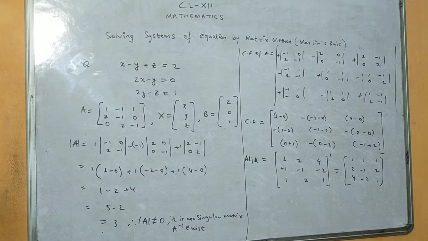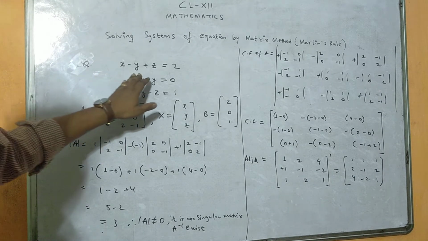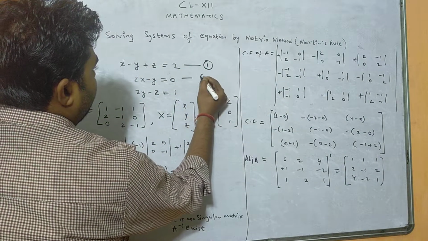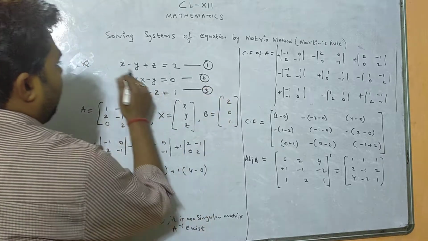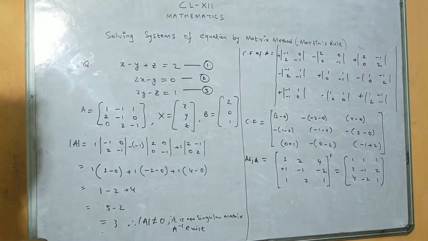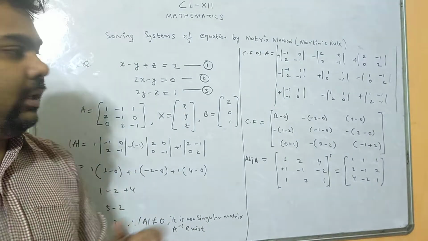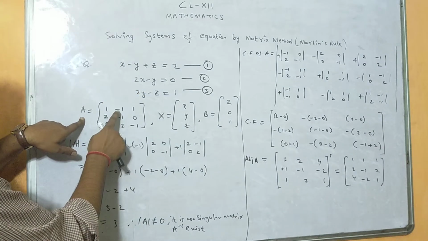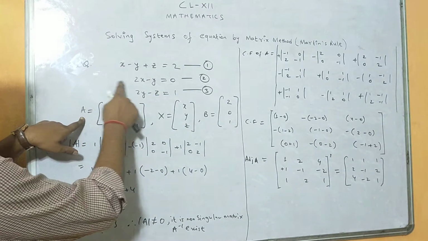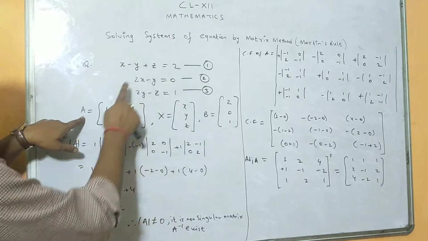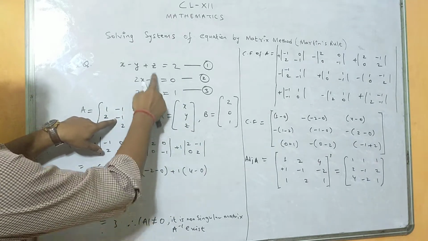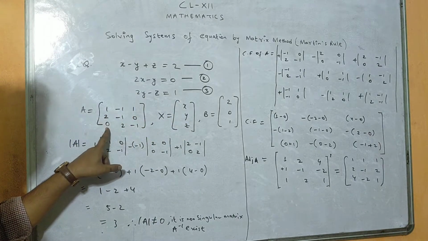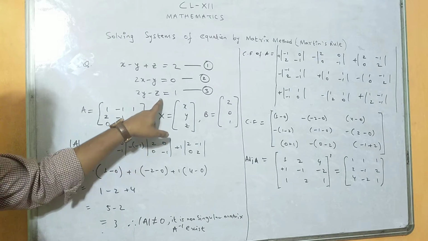In this question we have to find the values of x, y and z. These are the three equations given in the question: equation number 1, equation number 2 and equation number 3. As three equations are given, we have to make the matrices A, X and B. For matrix A, I have taken the coefficients of x as 1, y as minus 1 and z as 1. For equation number 2, x is 2, y is minus 1, and z is not there, so I have taken 0. Similarly here x is missing, so in place of x I have taken 0, in place of y 2, and z minus 1.